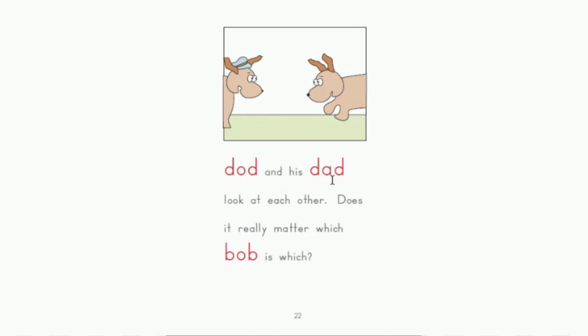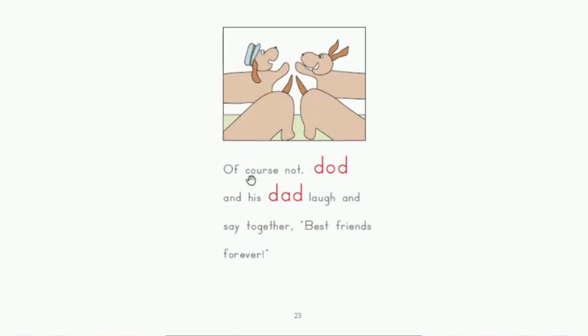Dod and his dad look at each other. Does it really matter which Bob is which? They tell each other it is not a big problem. We both are Bob, so let us keep it like that. Does it really matter which Bob is which? Of course not.